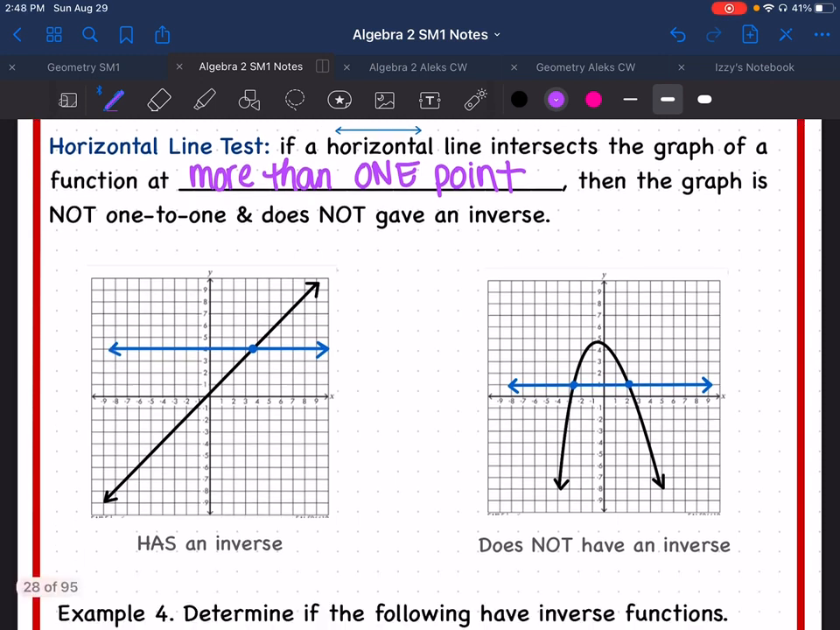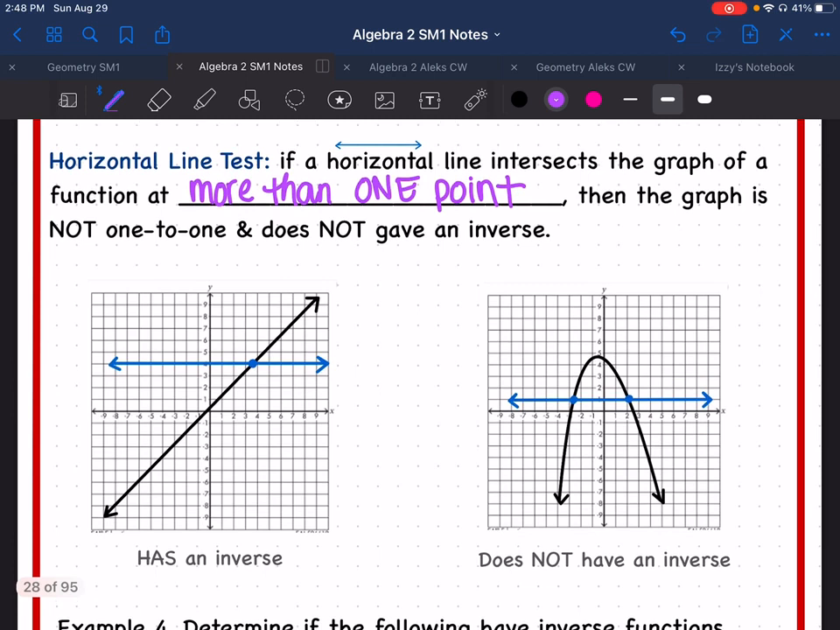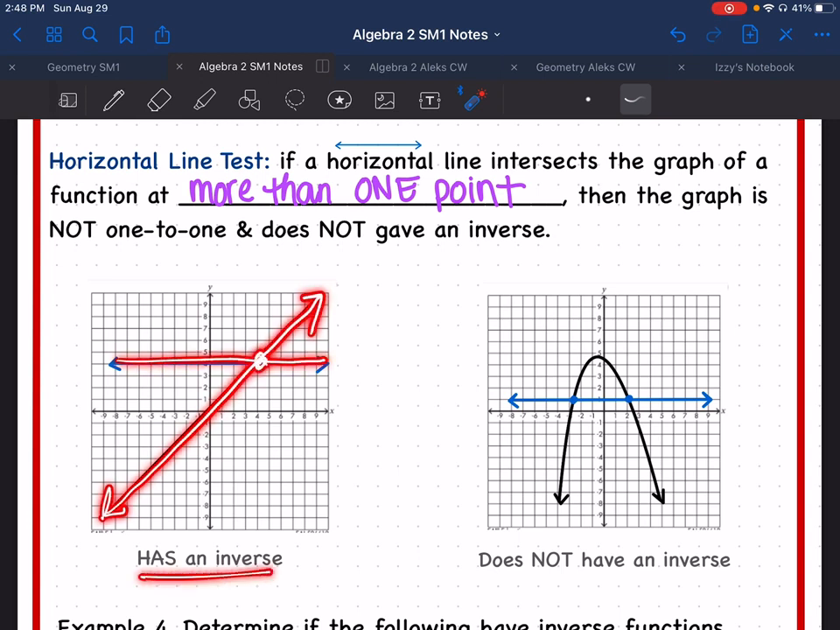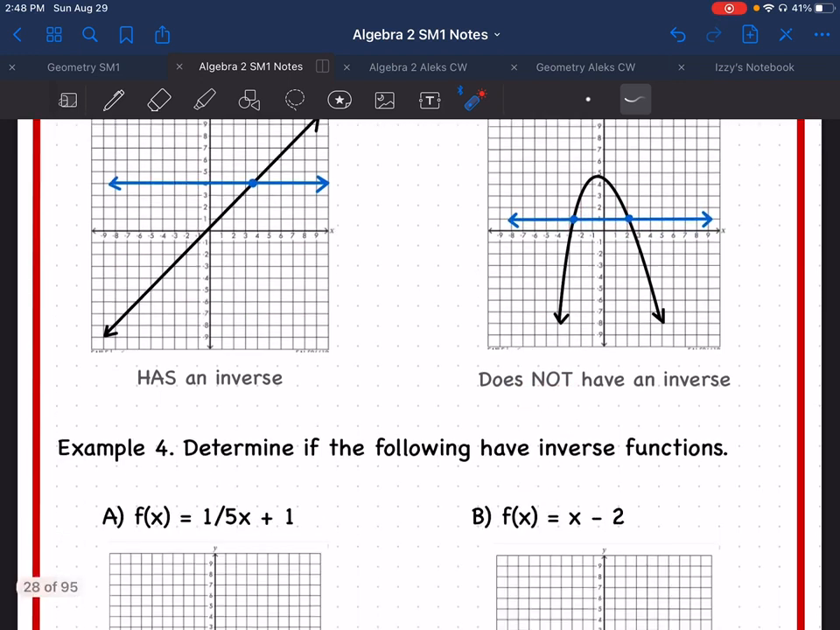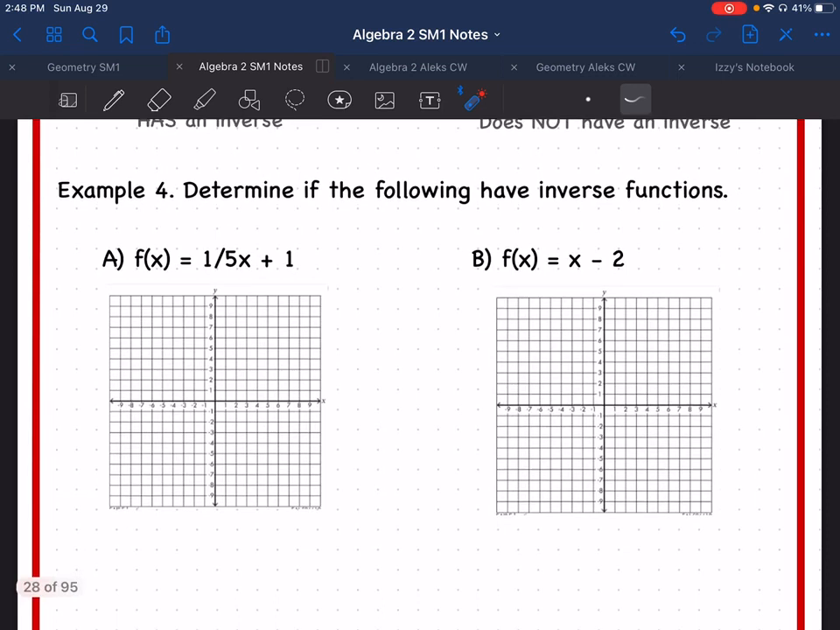So take a look at our two graphs right here. We have a linear function in the black line. If we do our horizontal line test, it touches it once. This one has an inverse. Notice our quadratic. Our quadratic has been flipped and moved. But notice when I do the horizontal line test, 2 points of intersection, this does not have an inverse. All right, let's determine if these two functions happen to have inverses.